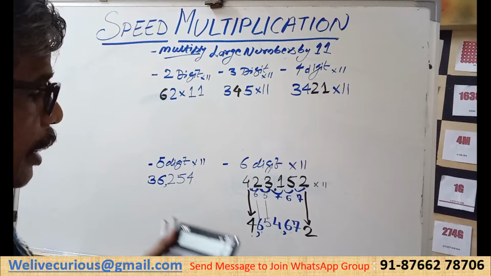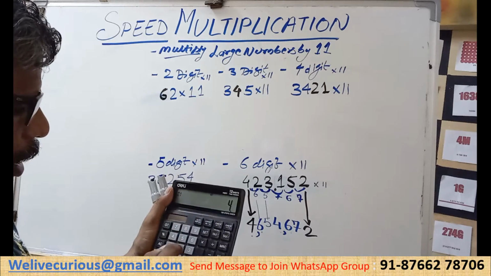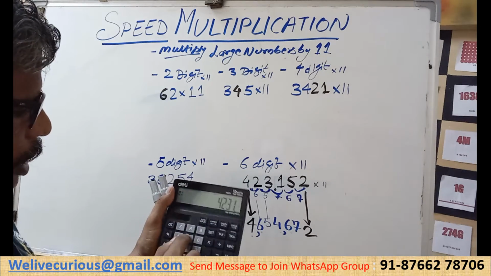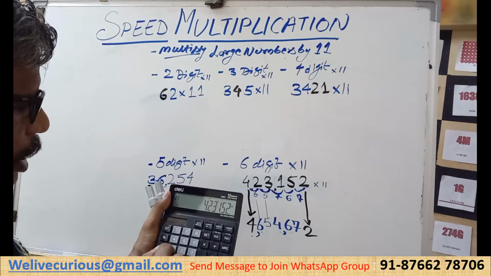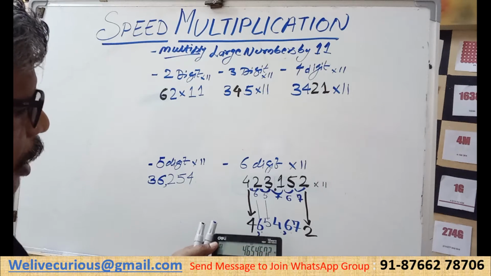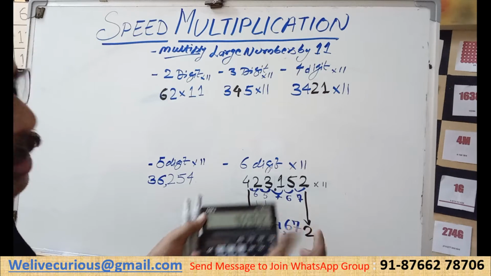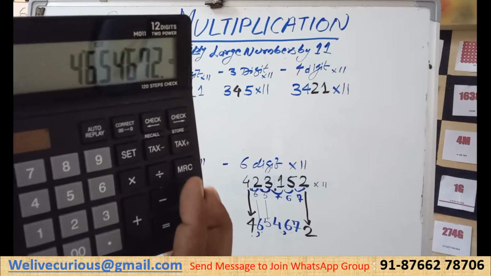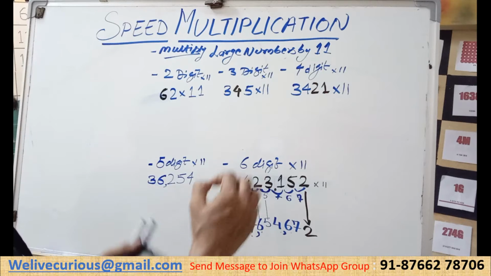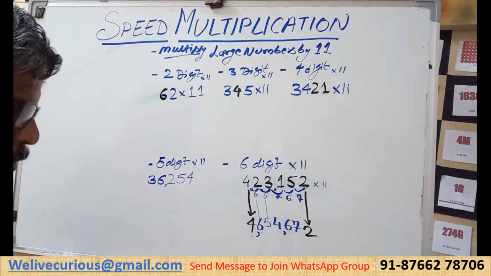But we will check it with a calculator. So I will write 423,152 multiply with 11. Let us check. 4,654,672. The calculator is working fine on this. You would be able to do it in seconds.